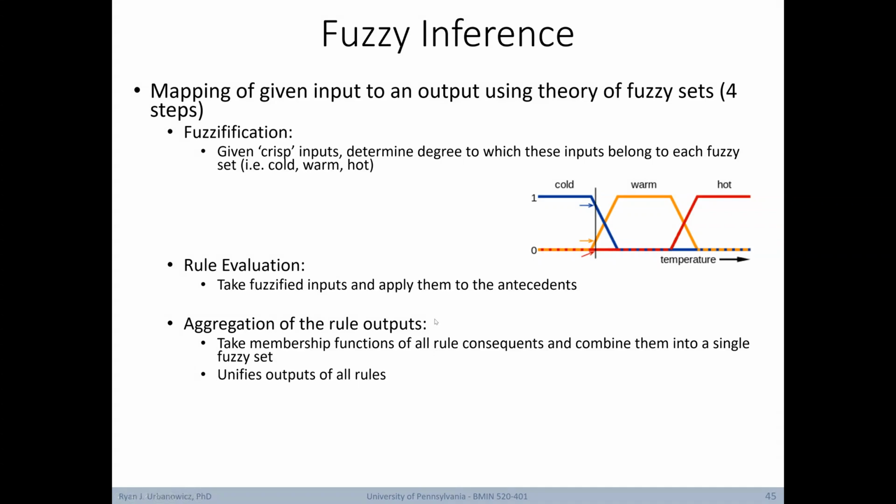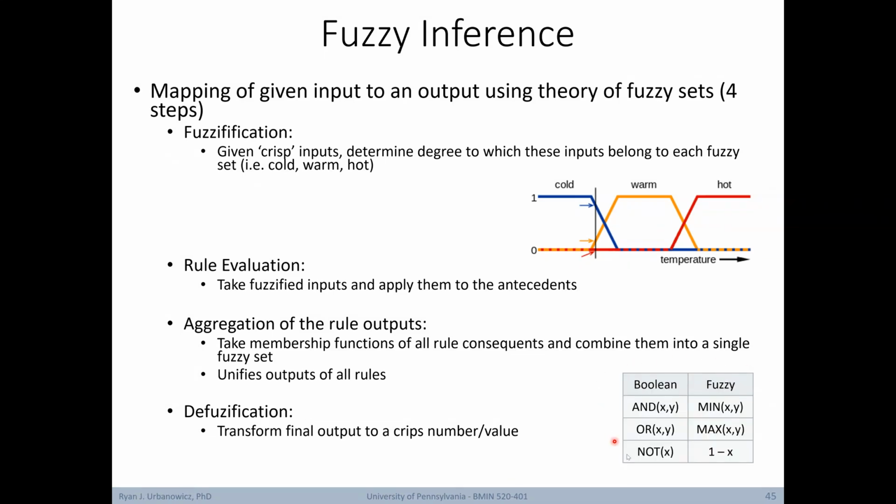The next stage is aggregation of the rule outputs. Here we take the membership functions of all rule consequents and combine them into a single fuzzy set. This unifies the outputs of all rules. Lastly, we have defuzzification, where we transform the final output back into a crisp number or value. Notably, when we're dealing with fuzzy versus Boolean rule systems, a Boolean system that uses AND would instead use minimum in a fuzzy system. A Boolean system that has an OR would now become a max in a fuzzy system, and not X in Boolean would become 1 minus X in a fuzzy system.